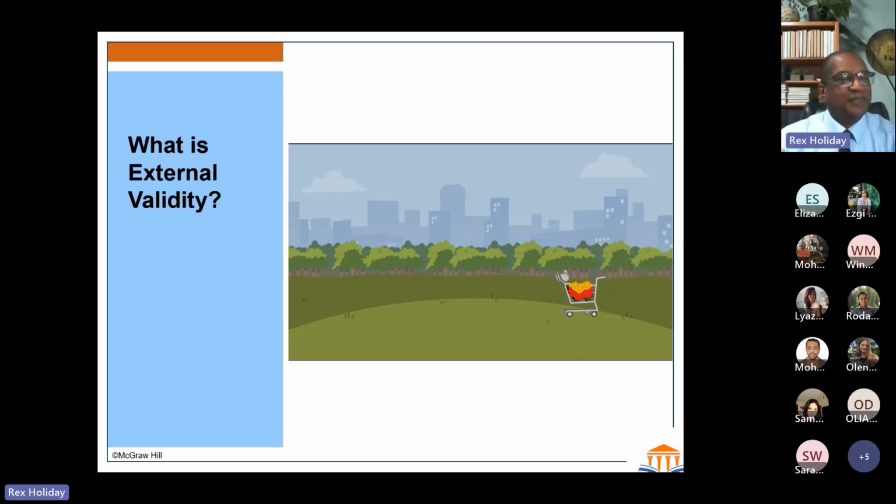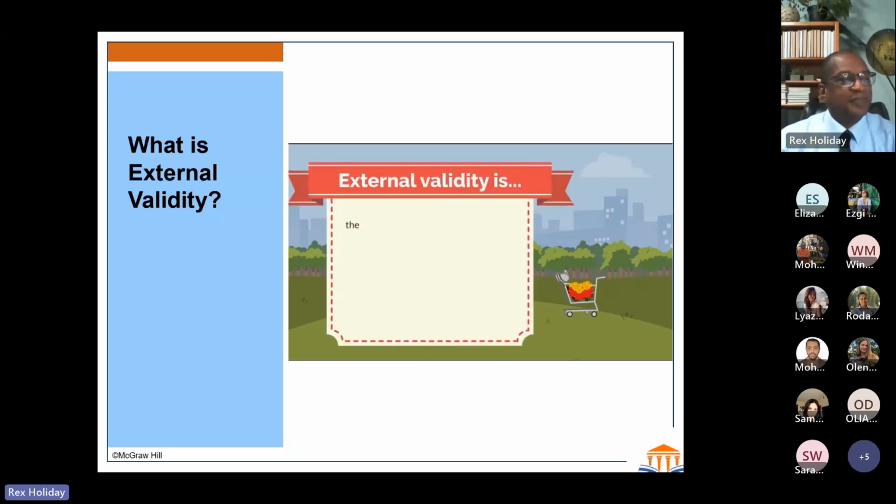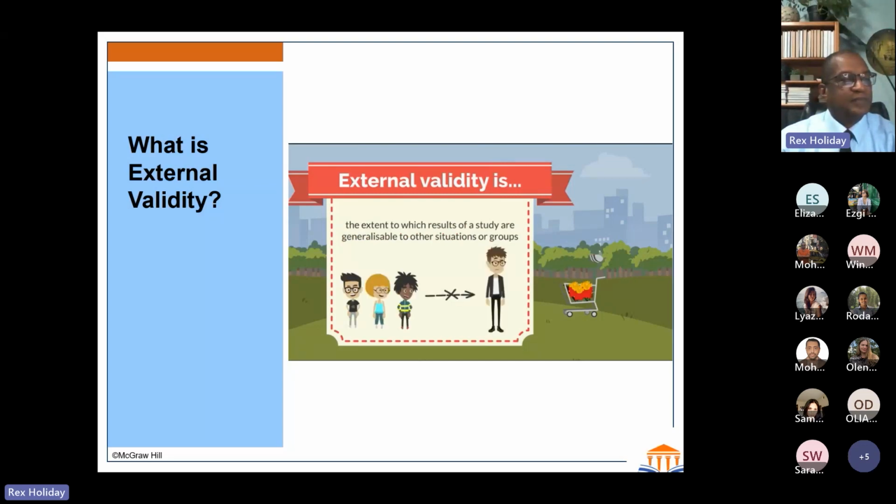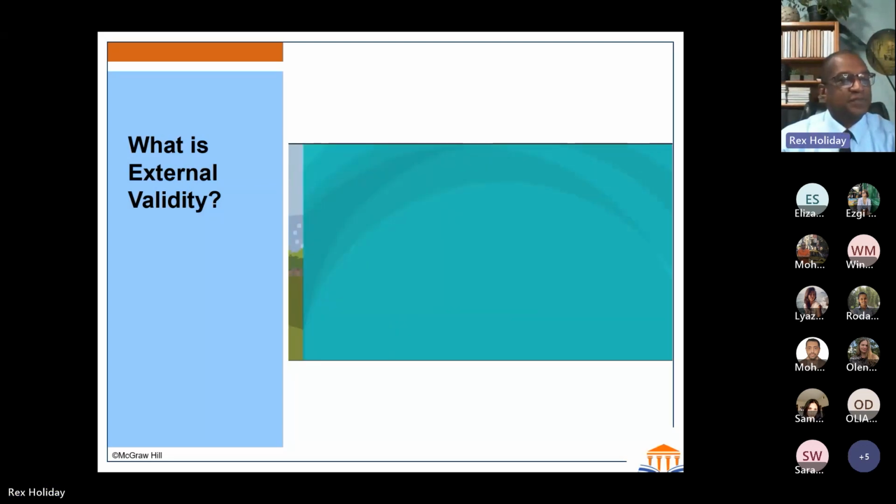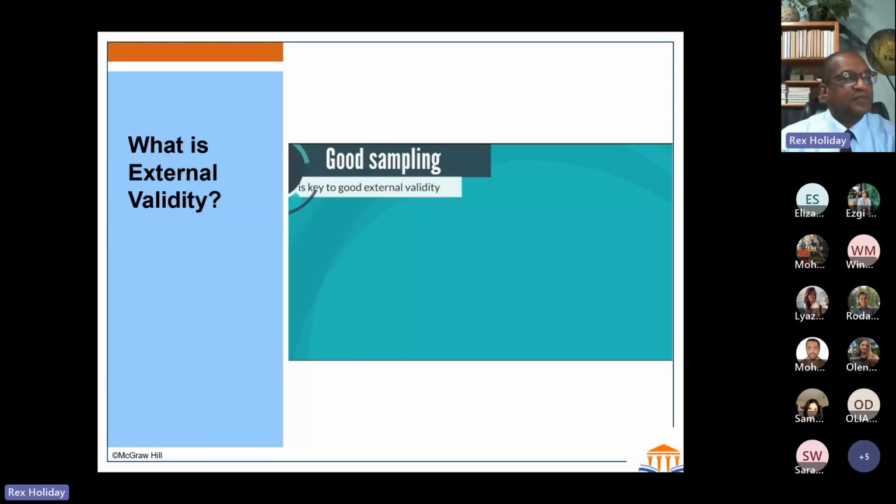And this is what external validity is about. It is the extent to which the results of a study are generalizable to other situations or groups. The love-struck lady's approach didn't go well as her survey was conducted on a sample that was very different from the target population. Good sampling is the key to a study having wide generalizability and good external validity.